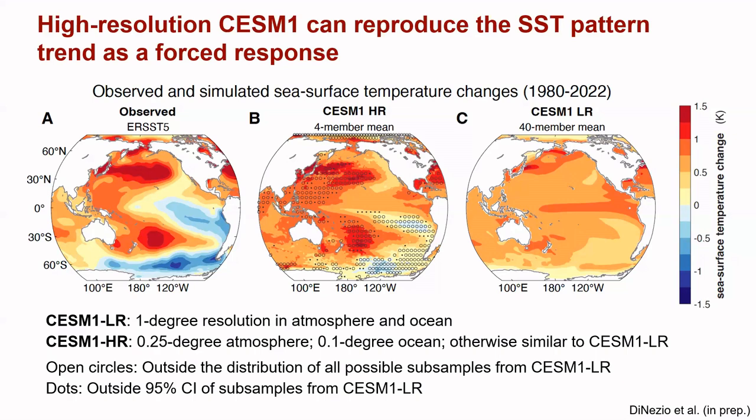And even in this 4-member mean, you're looking much more like observation. So this is saying that this model is capturing this SST change as a forced response. And this is very comparable to the low resolution version of the same model with 1 degree resolution in the atmosphere and ocean. And this then, shown on the right, does not capture this SST change. So it's showing just by changing the resolution in the atmosphere and ocean, you're better able to capture this observed SST pattern. And this is quite robust to sampling. The open circles that are all over the place on the middle map are showing where the high resolution ensemble is outside the distribution of any possible sampling of the low resolution ensemble.